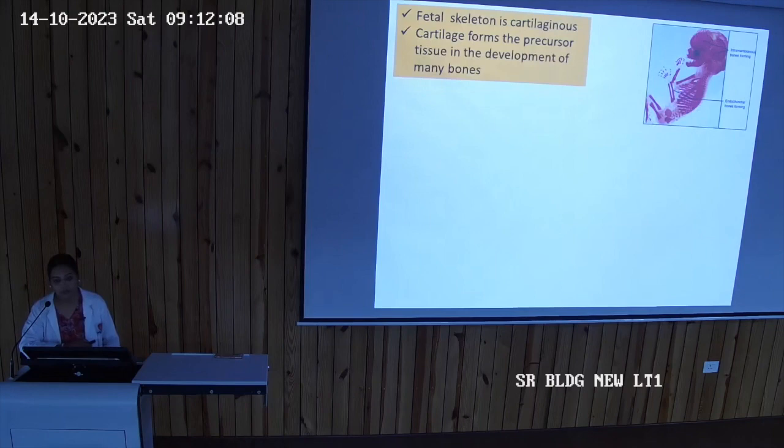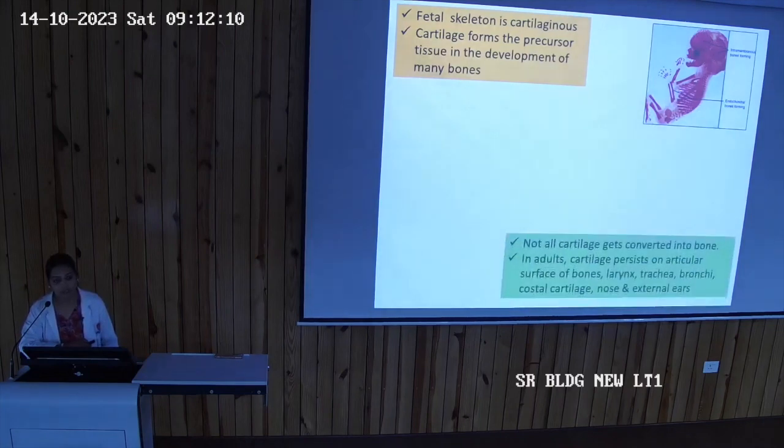So, during development, the fetal skeleton consists of a cartilaginous framework. The cartilage forms the precursor through which bony development takes place. Most of the bones develop in the cartilage. Some of them directly develop from the mesenchymal tissue. That kind of development is known as membranous development, and when they develop from the cartilage, it is known as endochondral ossification. Not all the cartilages get converted into bone.